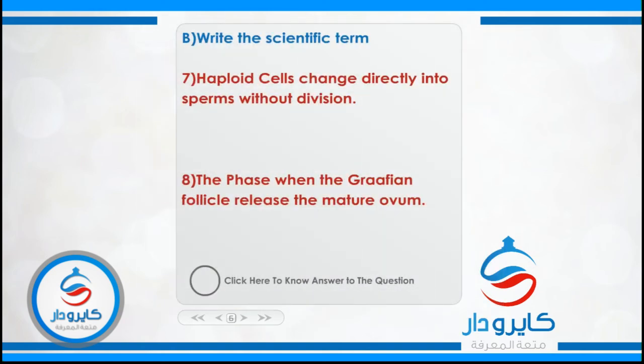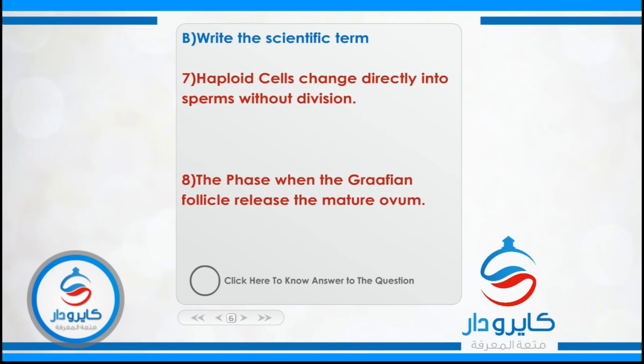The next question. Write the scientific term. Haploid cells change directly to sperms without division. These are the cells that change directly into sperms in the stage which is called the metamorphosis stage.